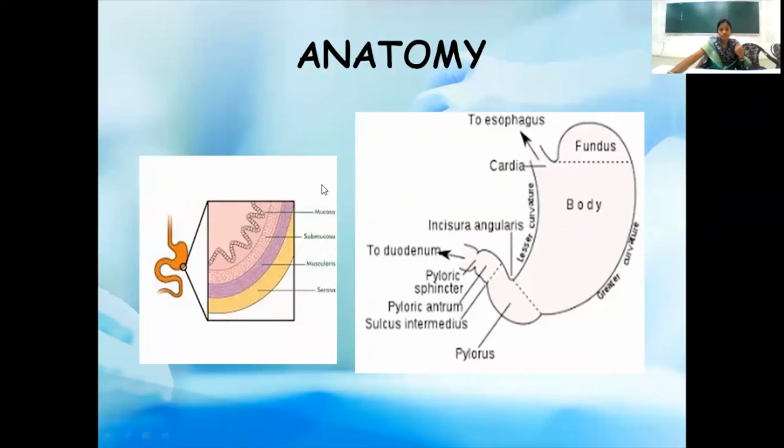For any surgical pathology, we have to know the anatomy properly. Coming to the surgical anatomy of the stomach, in brief, we will see the fundus, body, lesser curvature, greater curvature, and this is the pylorus, pyloric antrum, and pyloric sphincter.